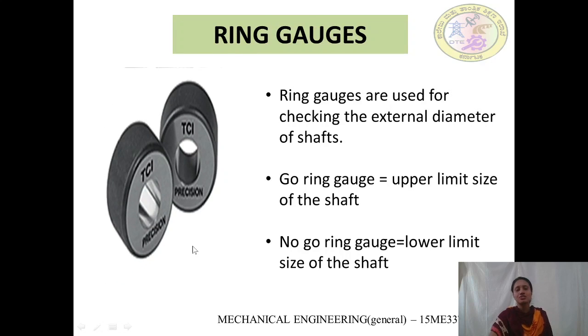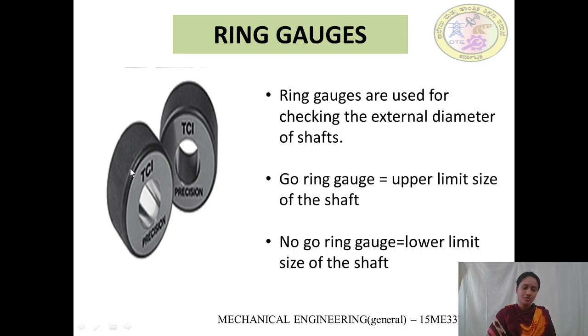See the next, ring gauges. Ring gauges are used for checking the external diameter of shafts. Here we have two separate ring gauges. One is the go ring gauge and the other is the no go ring gauge. The go ring gauge is equal to the upper limit size of the shaft and the no go ring gauge is equal to the lower limit size of the shaft.